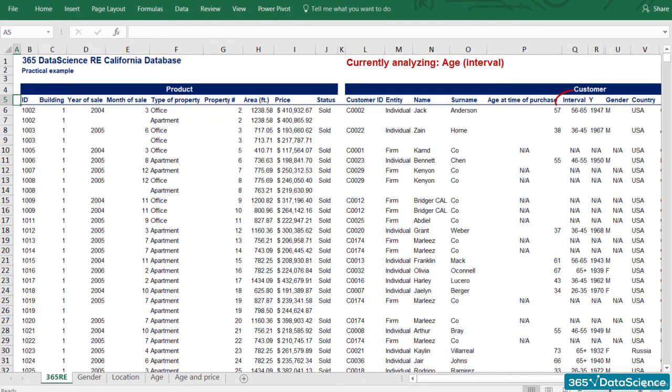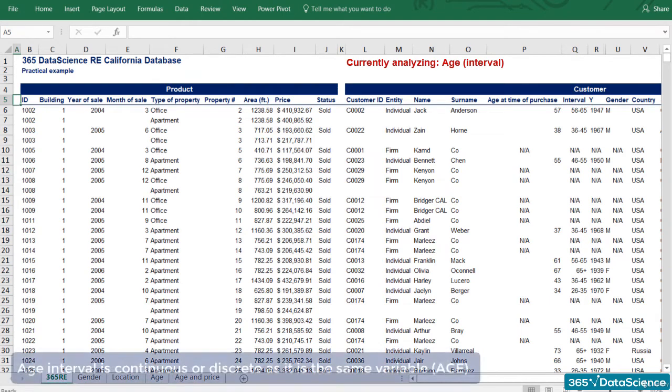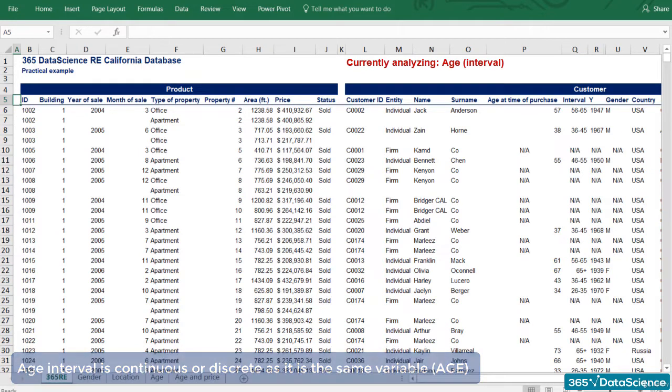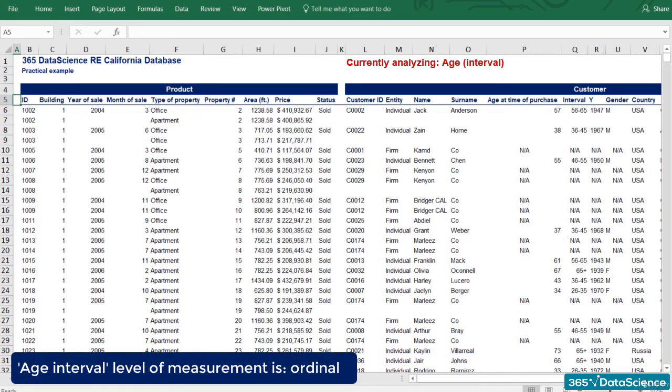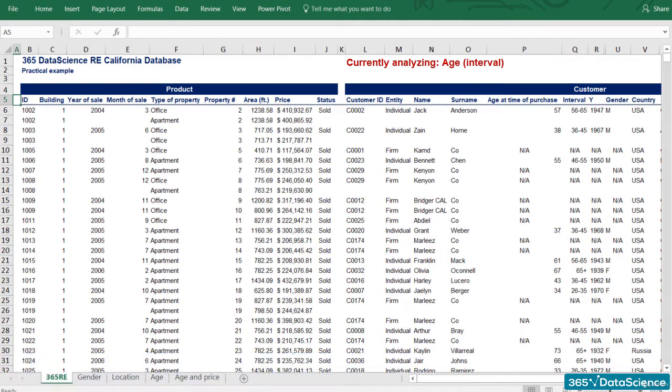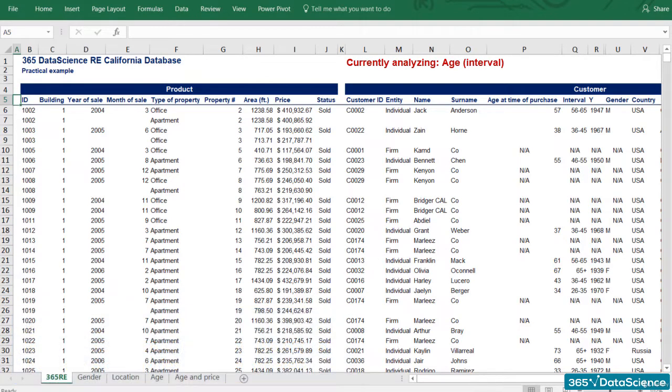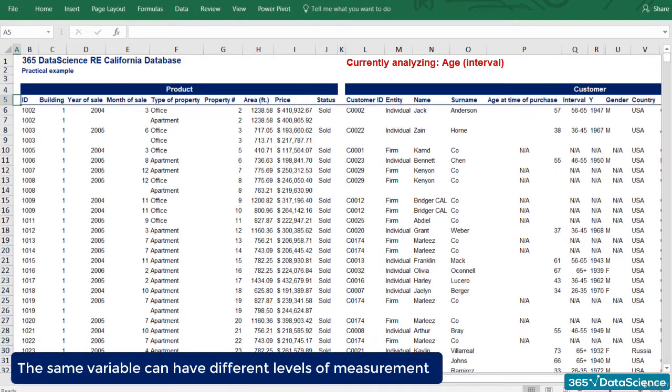The next variable we have is age interval. This is yet another way to represent age. Once again, it is either continuous or discrete, as we are talking about the same variable. This time, though, the level of measurement is ordinal instead of ratio. The age groups represent different categories that are ordered but are not numerical. This serves to show that the same variable can have different levels of measurement within the same database.